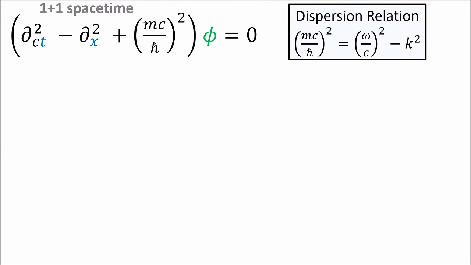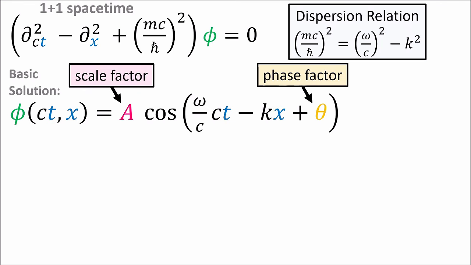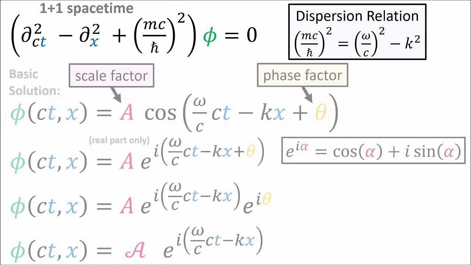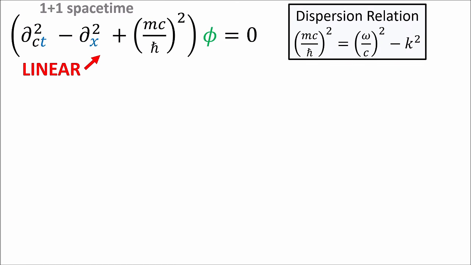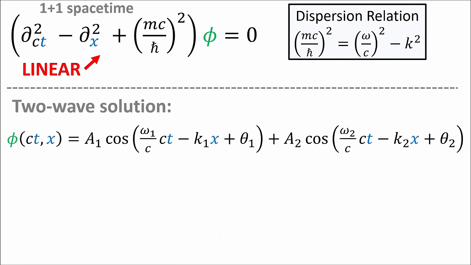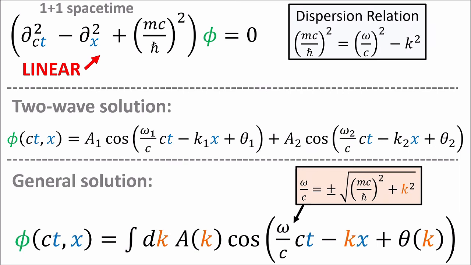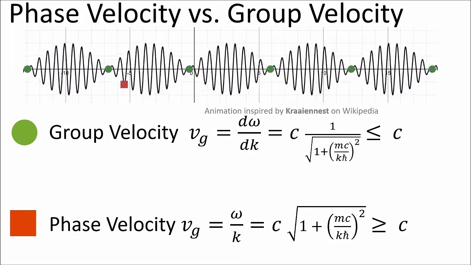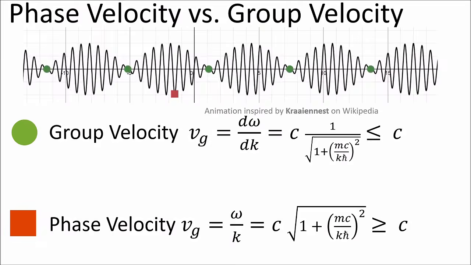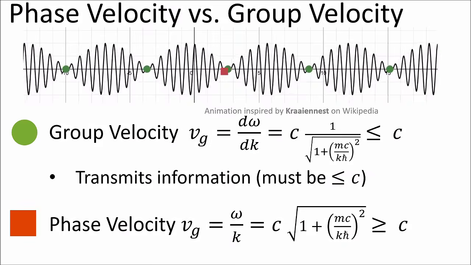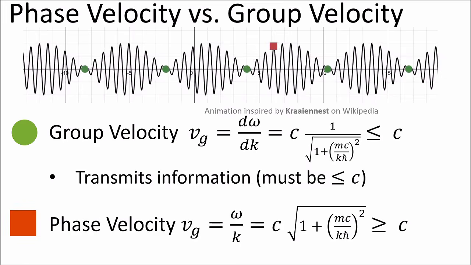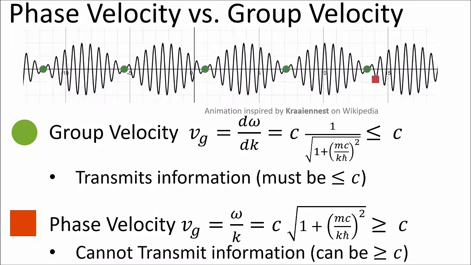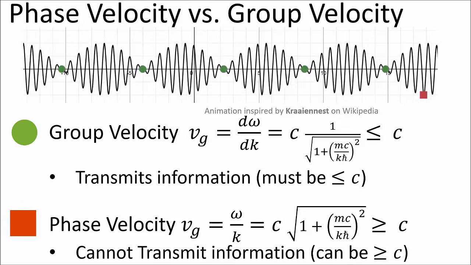The basic solutions to the Klein-Gordon equation are sinusoidal waves, which can be written in many different ways. And since the Klein-Gordon equation is linear, any sum of scaled sinusoid solutions will give another valid solution. We also learned about the difference between the phase velocity and group velocity of Klein-Gordon solutions. It is only the group velocity that is capable of transmitting information, so it is limited by the speed of light. However, the phase velocity does not have this limit.